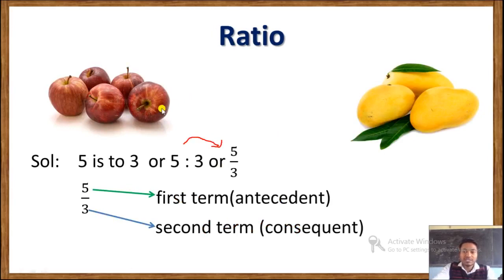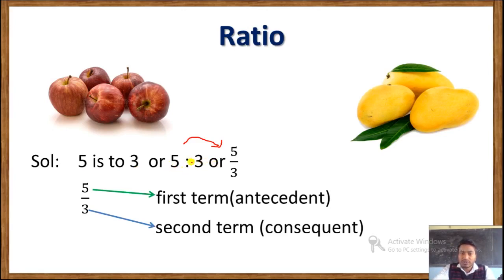Now here you can see we have two types of fruits, apple and mangoes. If we talk about the number, number of apples here 1 2 3 4 5, and mangoes 1 2 3. So if we compare using ratio, then we can write this one 5:3. Number of apples here 5 and number of mangoes here 3.